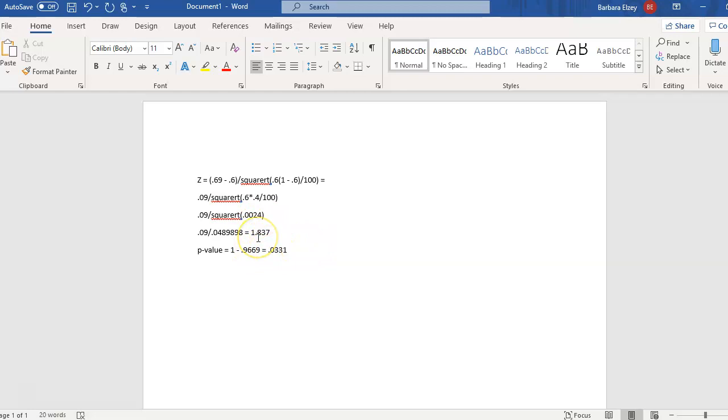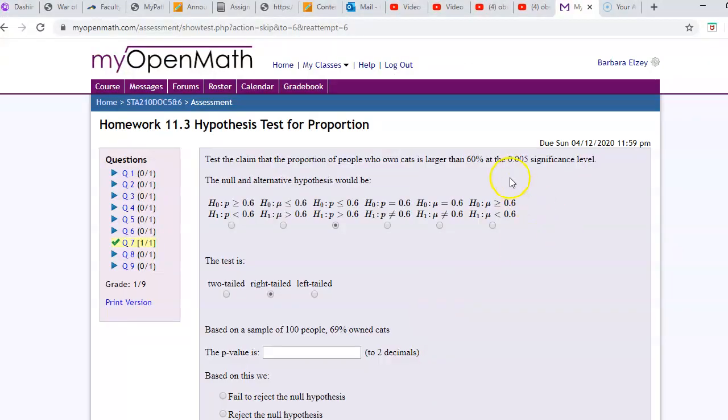Now, let's compare that to the alpha we started with. Remember, if this is smaller than alpha, we will reject the null hypothesis. If it is bigger than alpha, however, we will be unable to reject the null hypothesis. So let's look back and see what alpha was. Alpha was 0.005. So our 0.03 is bigger than alpha, which means that we failed to reject the null hypothesis.